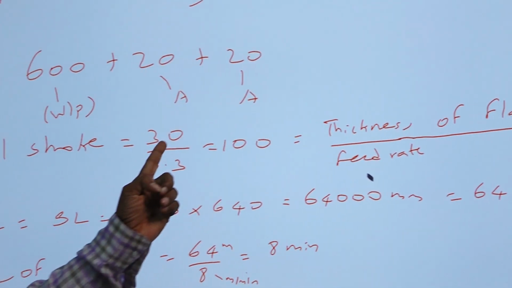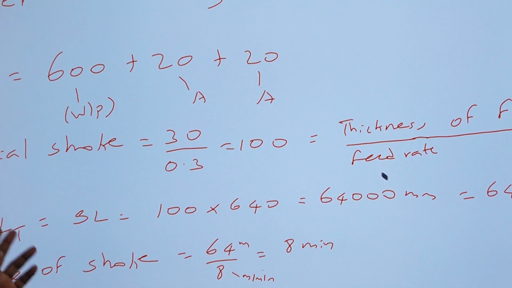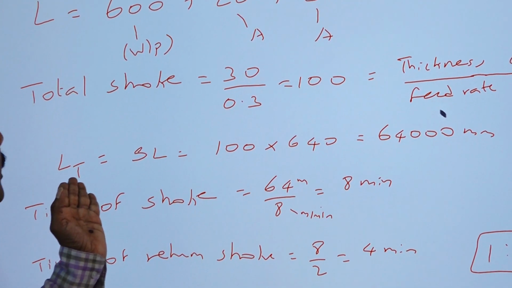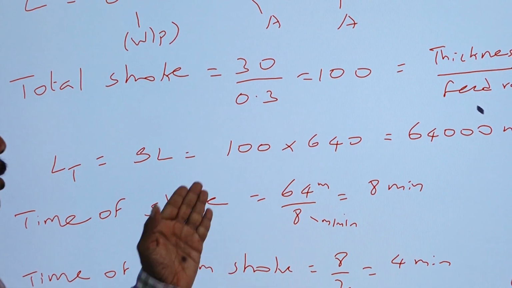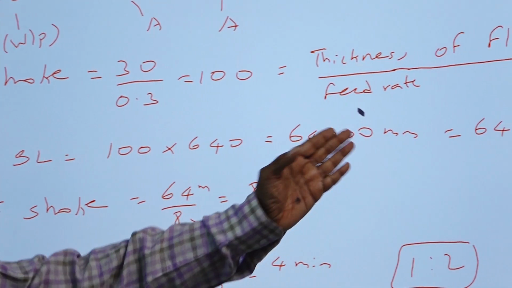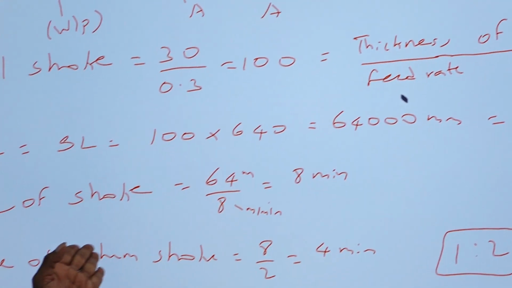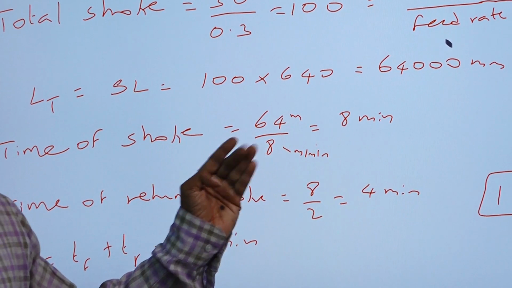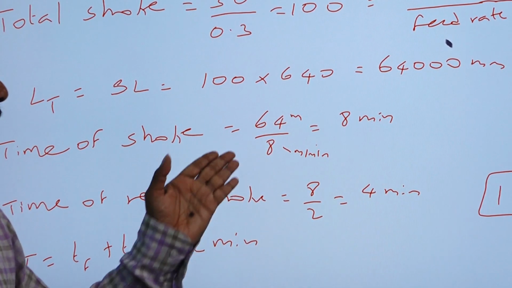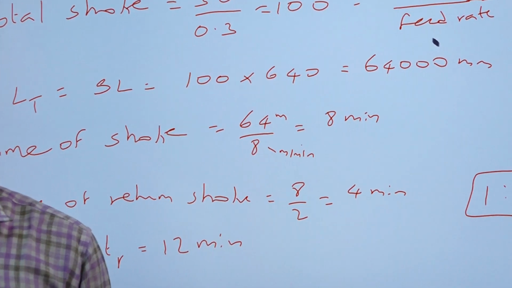Total strokes can be found out by the thickness of the flat plate divided by feed rate. So the total number of strokes is 100. There are 100 strokes needed. So total length traveled is strokes into single stroke length, so 100 into 640, 64,000 mm. When it is converted into meters, it is 64 meters. Time of stroke is total length traveled divided by forward velocity, and the forward velocity is 8. So for forward motion it takes 8 minutes.